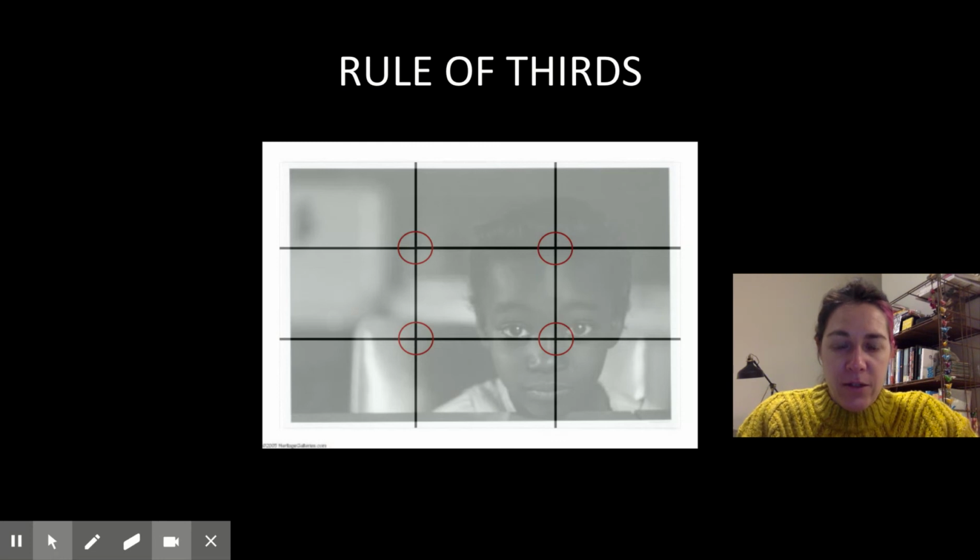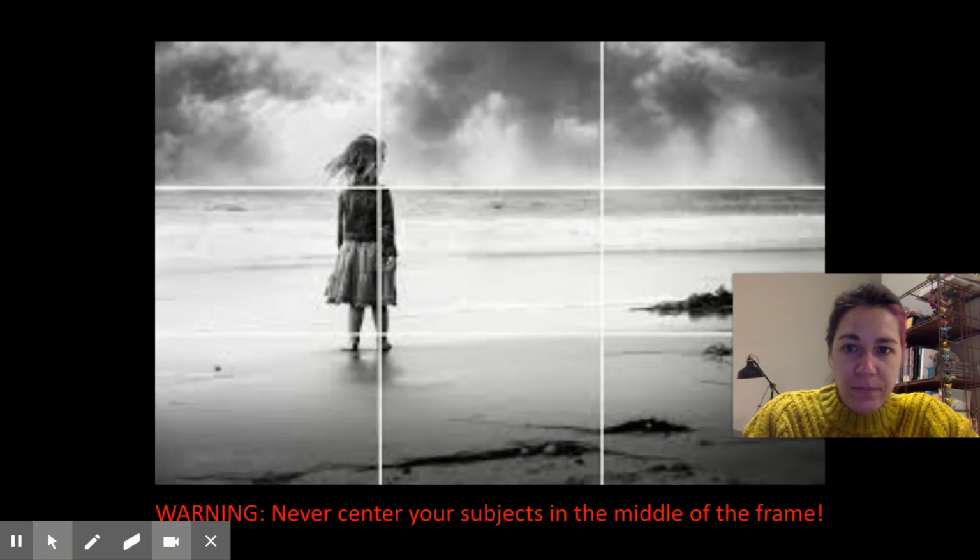Same with this. Here's another close-up shot of a girl. Her eyes fall at that lower right-hand quadrant. Okay, she's not right in the center of the photograph. She's shifted over to that side. So if you forget anything with rule of thirds, just remember, don't put your subjects in the center of the frame. Shift them over to one side or the other.